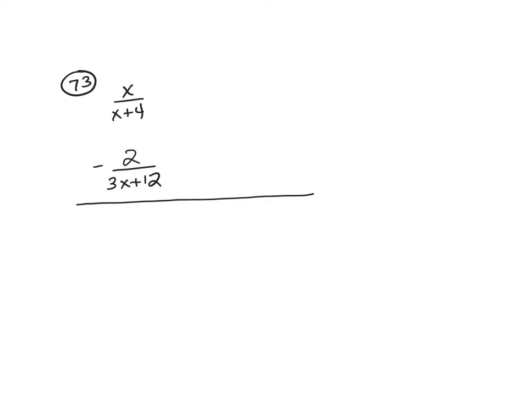Here's number 73 in the book. As you take a look at this problem, you see that the denominators are different, x plus 4 and 3x plus 12. But this bottom denominator right here, 3x plus 12, if I wanted to, I could factor that. And it's the same thing as 3 times x plus 4. So now, part of the factors are exactly the same, x plus 4 and x plus 4. So my common denominator for these is going to be that 3 times x plus 4. I'll write it that way right now, just so we see that. 3 times x plus 4 is the same thing as 3x plus 12.